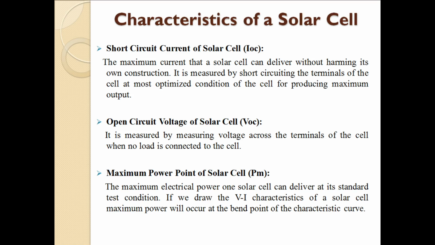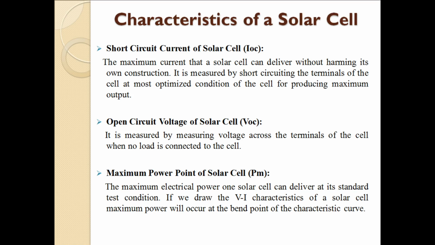Then the second point is the open circuit voltage of a solar cell. Basically it is a no load condition. Whenever no load is applied to a solar cell, the voltage generated inside the solar cell, connected through a bus bar, is called the open circuit voltage of a solar cell.